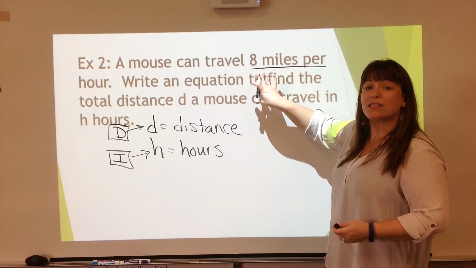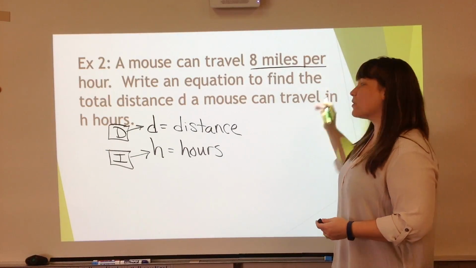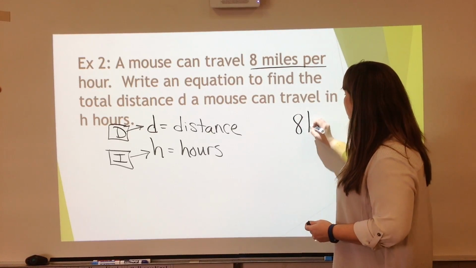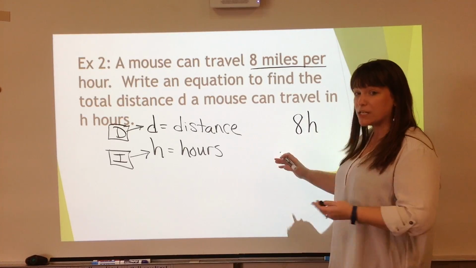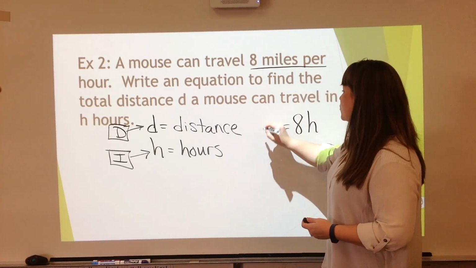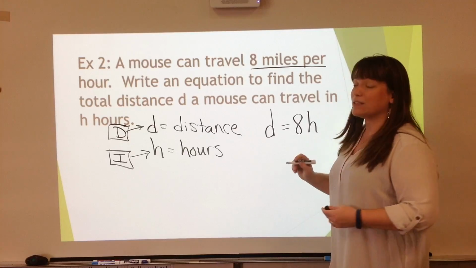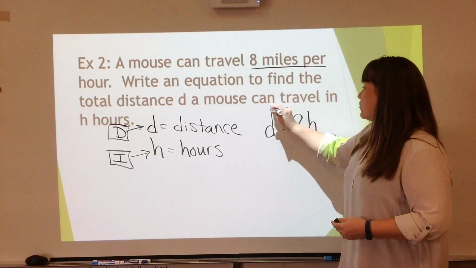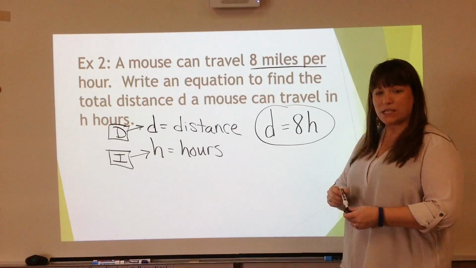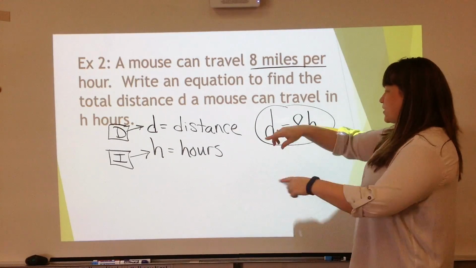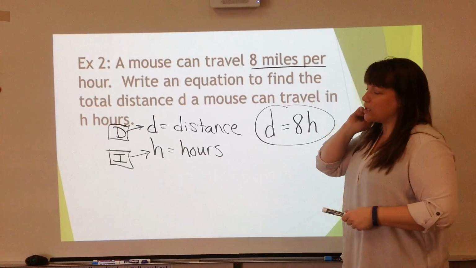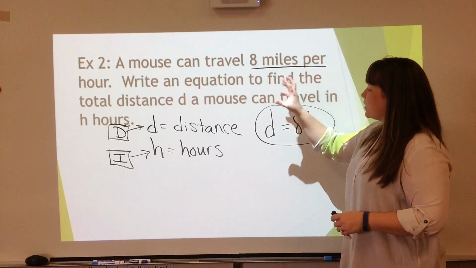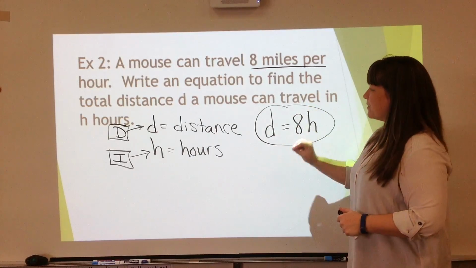Now we look up here, it's 8 miles per hour. So per hour, we're going to multiply the 8 times the H, which is the independent variable, and that is going to equal the dependent variable, the distance. So this is the equation that makes sense. Doesn't make sense to switch the variables around because the hours is needing to be multiplied by that 8 in order to find the distance.